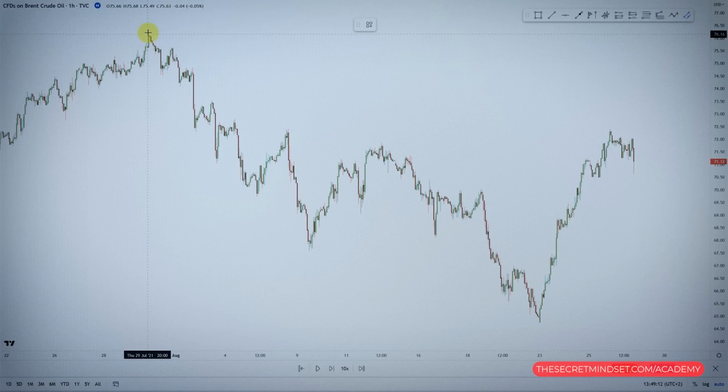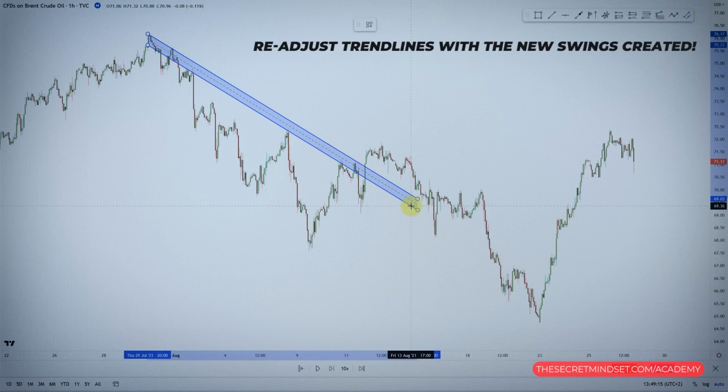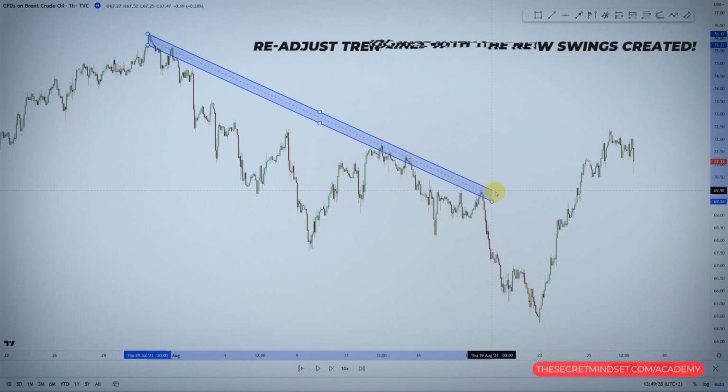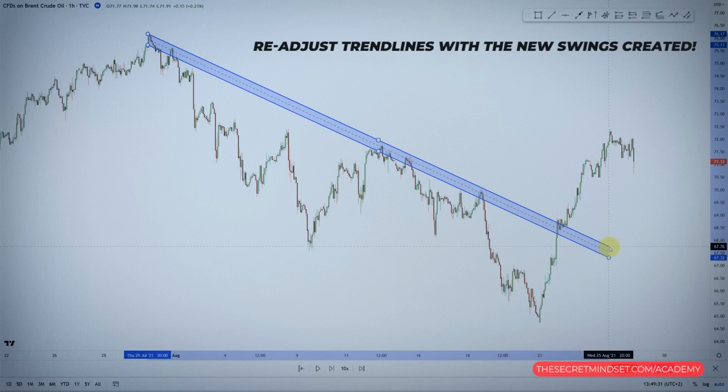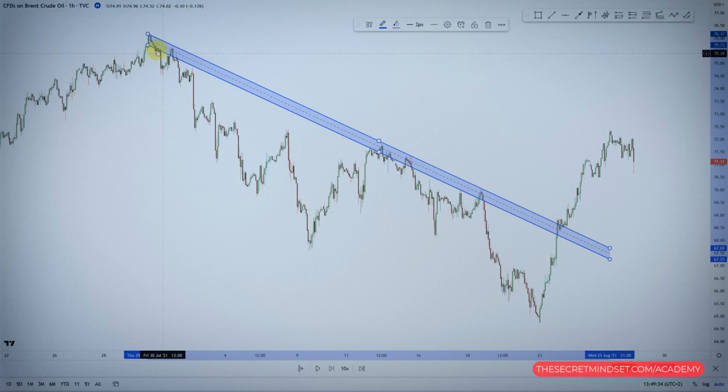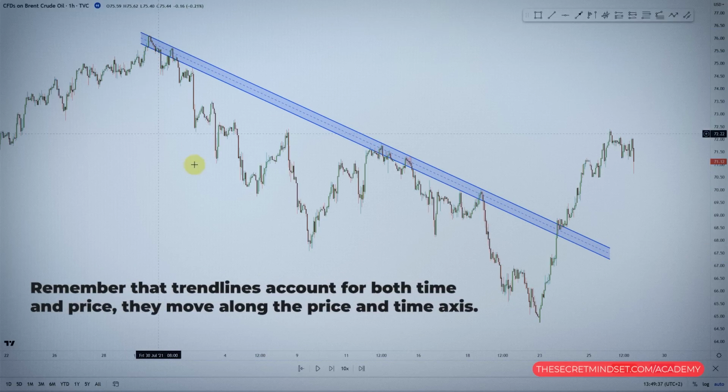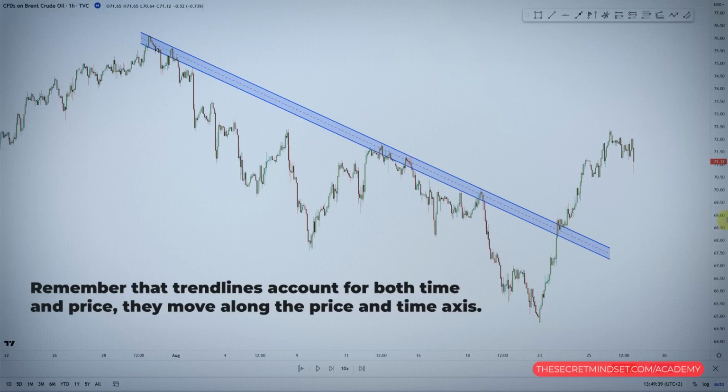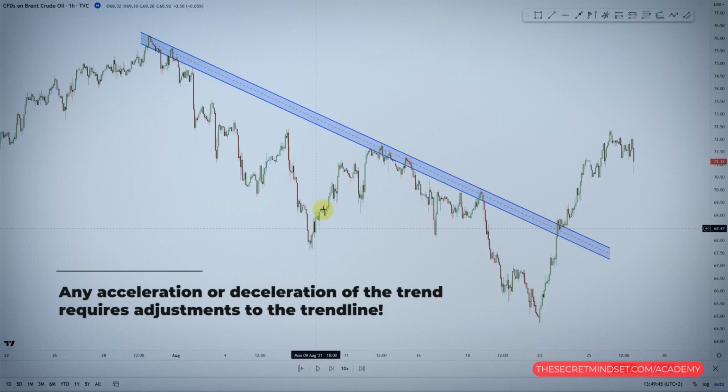And here's another tip. After a trend line breakout, the chances are high that the area will get tested after a pullback. Depending on market conditions, the test can be followed by the trend continuing in the initial direction, in which case you must readjust the trend line with the new swings created. Prices don't usually move in a uniform fashion, and since trend lines account for both time and price, they move along the price and time axis. This means that any acceleration or deceleration of the trend requires adjustments to the trend line.